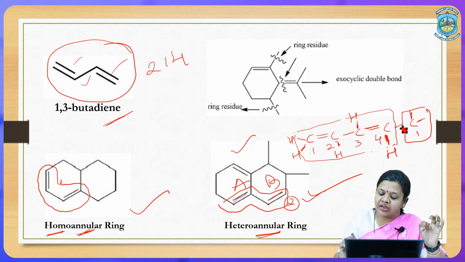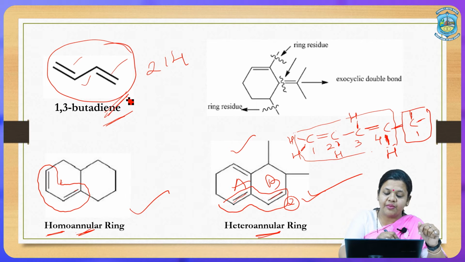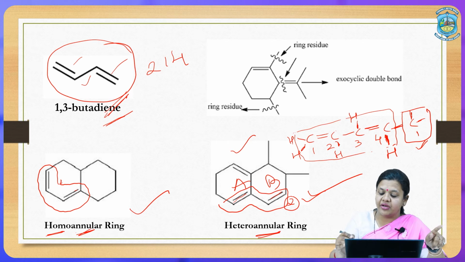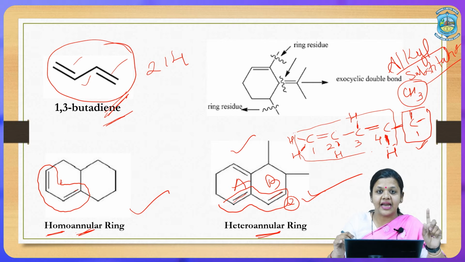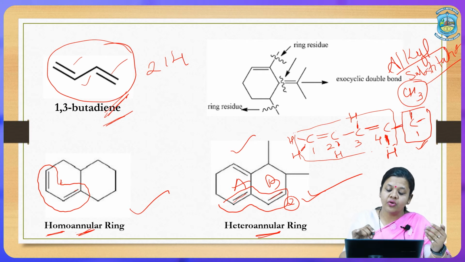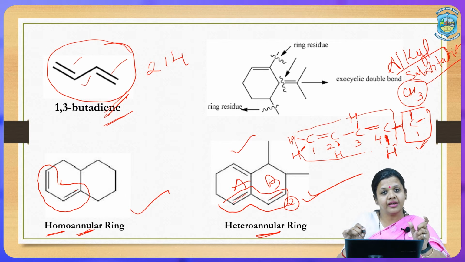So, the 4th carbon does not have a hydrogen. If it would have been 1,3-butadiene, the simple molecule, then this would have been a hydrogen atom. But instead of a hydrogen atom, it is a CH3 group or an alkyl group. So, this is actually your alkyl substitution. This is your alkyl substitution which is present at carbon number 4. Understanding? Now, coming to the term we have also used, ring residue.